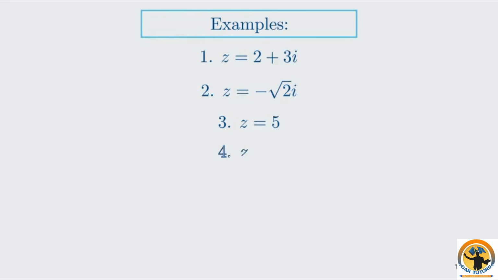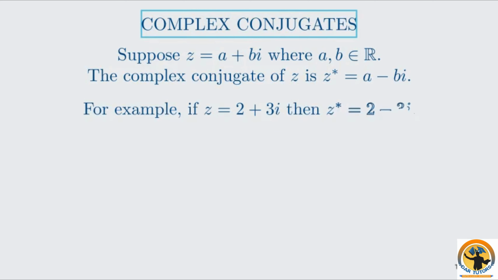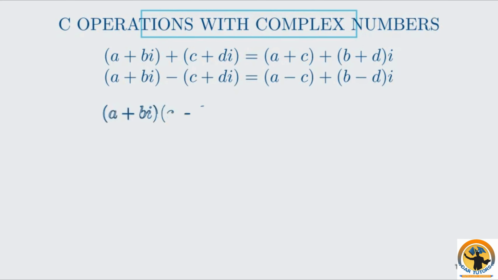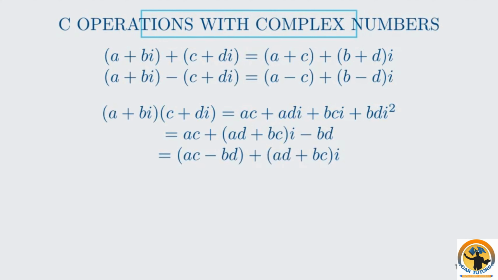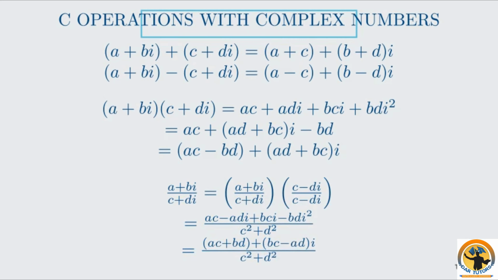Let's look at some examples. We can also define the complex conjugate. For example, if z equals 2 plus 3i, then its conjugate z star is 2 minus 3i. Now let's move on to operations with complex numbers. Addition and subtraction are straightforward. Multiplication involves distributing terms and using the property i squared equals negative 1. Division requires multiplying by the complex conjugate of the denominator.